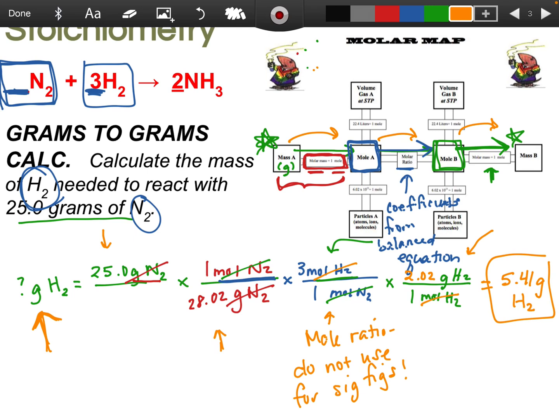So what this problem tells us is if we started with 25.0 grams of N2, we would need 5.41 grams of H2 for this reaction to completely occur. So this would be a grams to grams calculation. You're going all the way across the mole map from mass of A to mass of B.